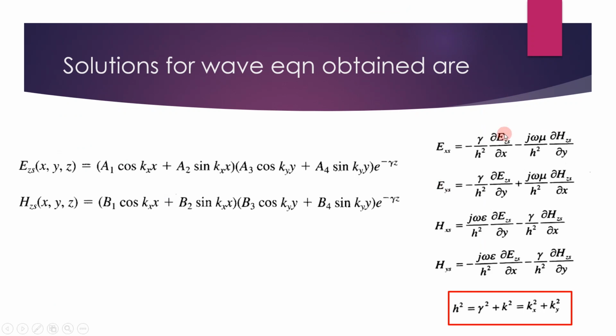Ez and Hz with four constants, say A1, A2, A3 and A4, and similarly B1, B2, B3 and B4. And solving those equations is extremely lengthy and you need not go into the detail of it. So just learn this. This is how you get Ez and Hz.